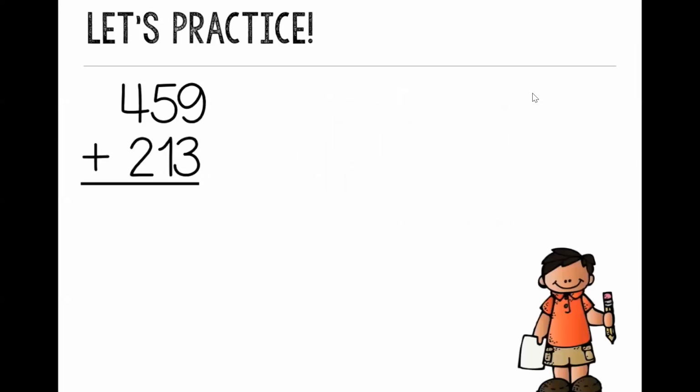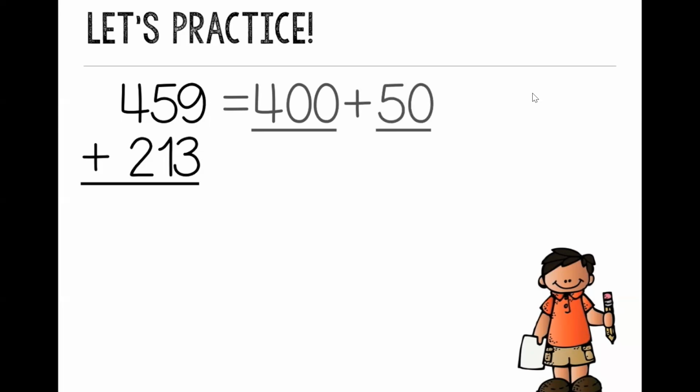Let's try one more. 459 plus 213, and I follow the same steps. First, I write the number in expanded form. So 459, I look at my hundreds place, and I have 400. Then I look at my tens place. There's a 5, so that would be 50. Then I look at my ones place. It's a 9, so I write 9. So 459 is equal to 400 plus 50 plus 9.